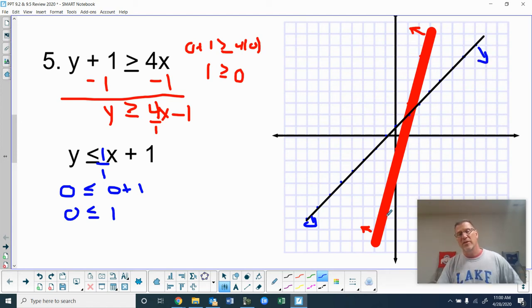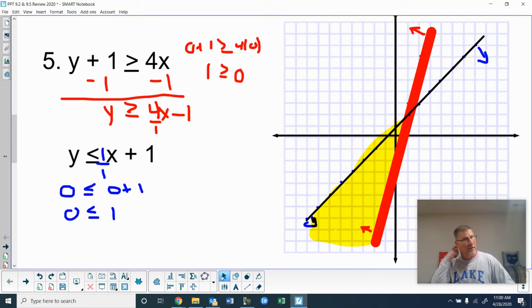Okay, so the red one went left towards the 0, 0, and the blue one went right. So in between is where they overlap. I'll just get my highlighter, and that's right in here. Between those two lines, this bottom portion. So make sure you shade where the two overlap so I can tell that you understand where the solutions are.